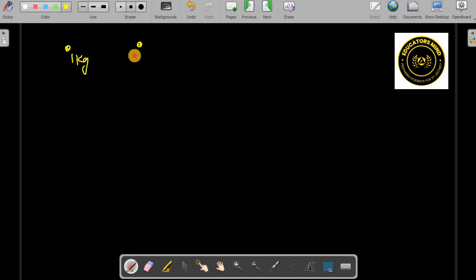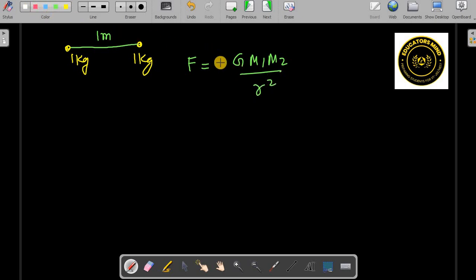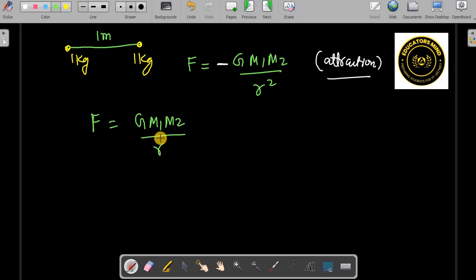So, 1 kg objects, very small point masses, separated by a distance of 1 meter. The gravitational force between them is G m1 m2 by r squared. Sometimes we put a minus sign here; this minus just shows attraction. So if you want, write minus, otherwise just the magnitude. If you calculate, you can just write F equals G m1 m2 by r squared.